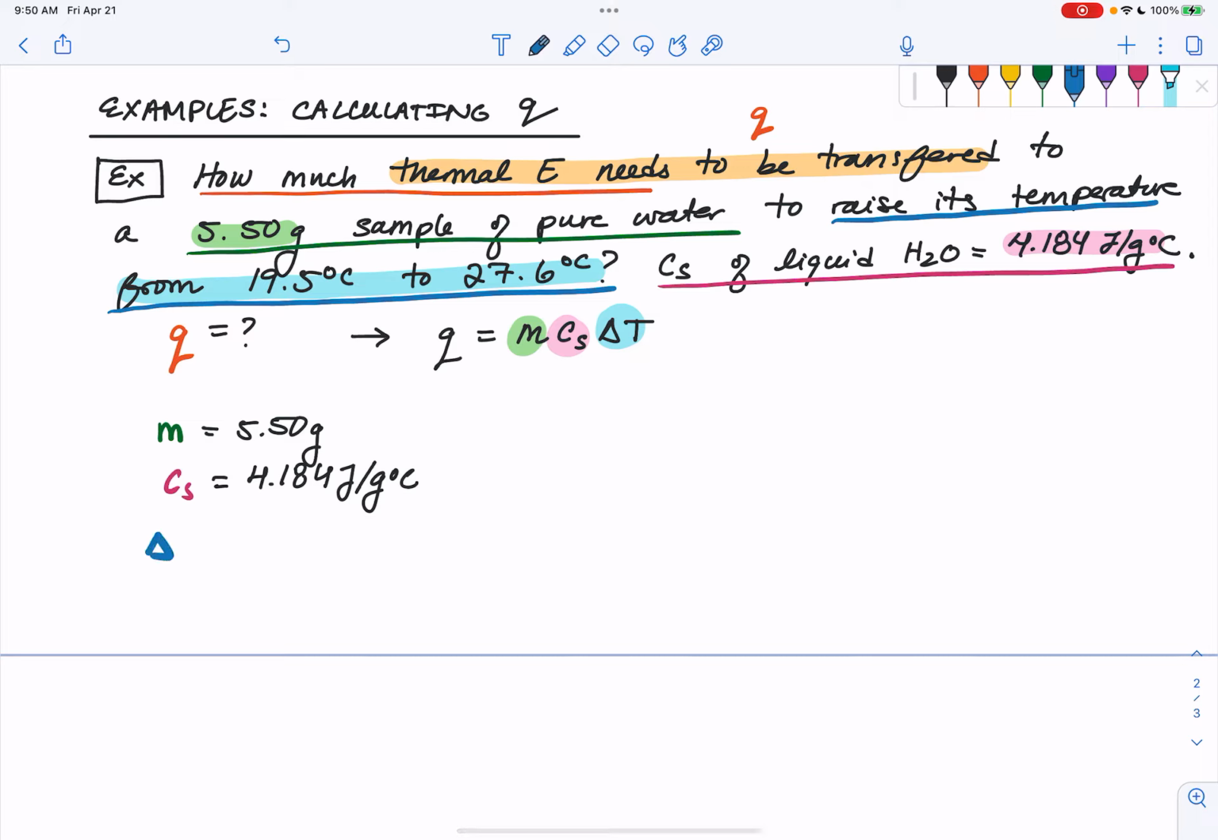And then delta T. So remember, delta is always a change from a final and initial. So final minus initial temperature. So read this language closely. Raise its temperature from 19.5 to 27.6. So this is my 27.6 degrees Celsius as my final temperature. So 27.6 degrees C minus my initial temperature, which is 19.5 degrees C.